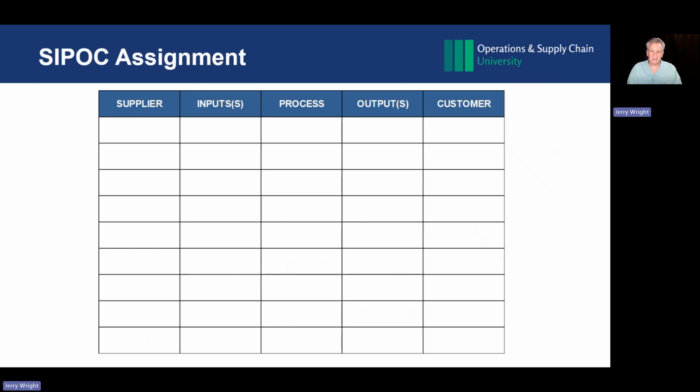And again, your SIPOC assignment is think about your process that you're going to look at for your project. Who is giving you the inputs? What's the process you do? What is the output? Maybe it's a singular output or it's multiple outputs. And then who does it go to? Is it just one customer or is it multiple customers?